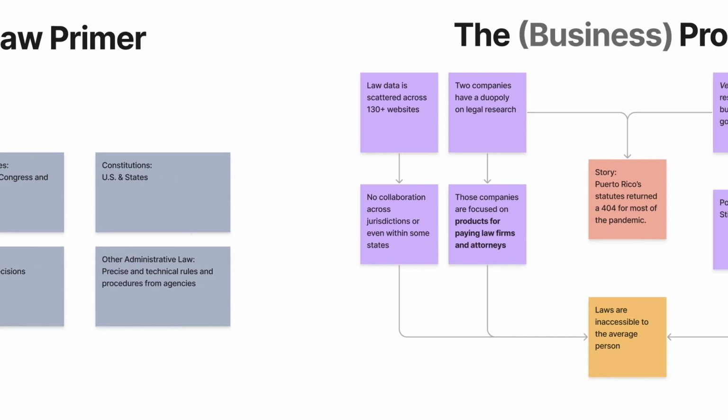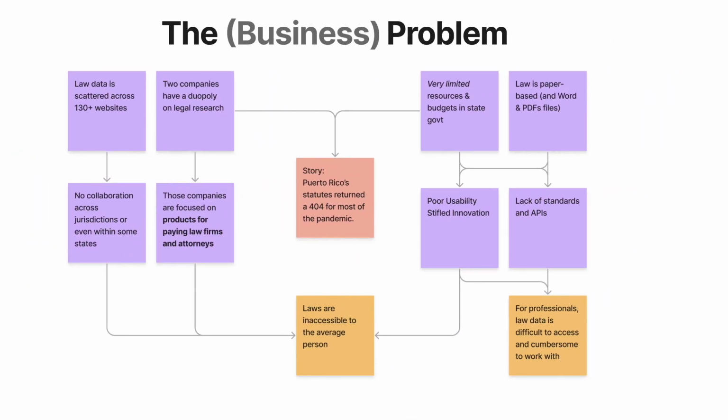So what's the problem here? As I said, the law is scattered across many, many different websites. There are companies that work in this data. However, there's only 2 companies, and these companies focus on legal research and primarily products for law firms and attorneys, so people that have the money to be able to pay for this. Because there's 50 states, there's not exactly a lot of collaboration between these states when they're working with law data. So we're never really going to get one centralized government source for laws.